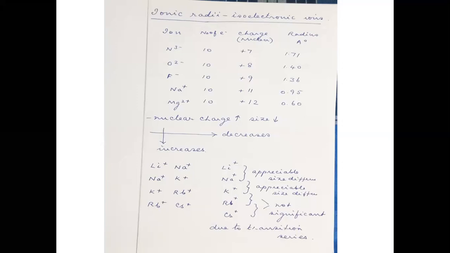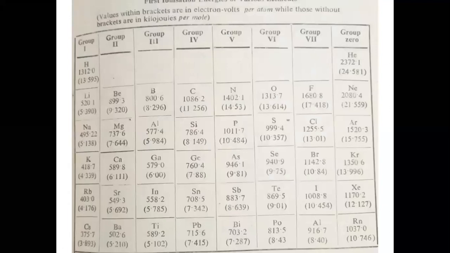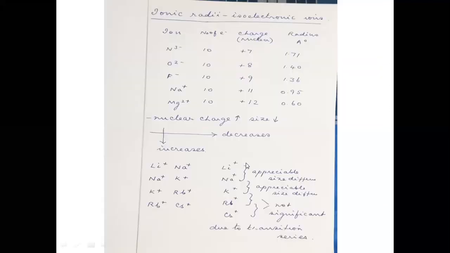But you should carefully look here. You take the size of the lithium plus ion, take the size of the sodium plus ion. If you look at the difference in the size, it is an appreciable size difference. If you take a sodium plus ion or potassium plus ion, there is an appreciable size difference. But if you take potassium and rubidium or rubidium and cesium, the increase in the size is not significant.